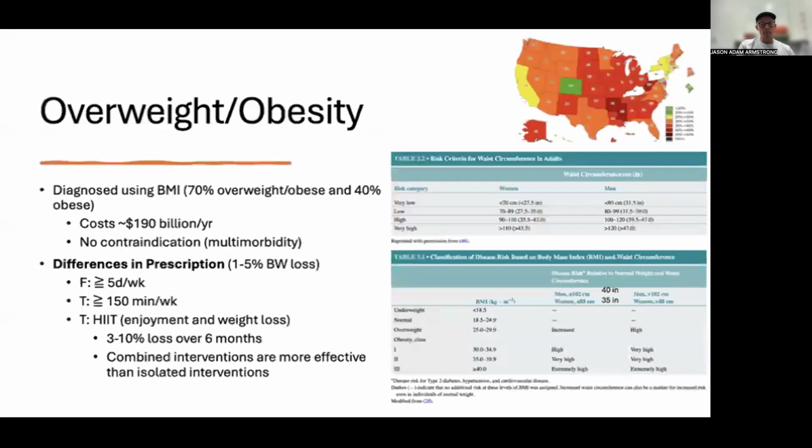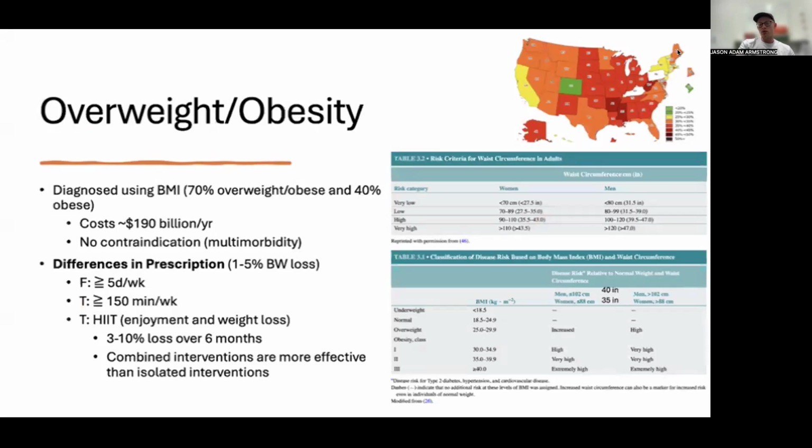Okay, so we are going to briefly cover overweight and obesity here just because it's covered in chapter 9 as well. But we did quite a deep dive on overweight and obesity earlier, so I'm not going to spend too much time here. But you should be familiar with the fact that 70% of the US population is considered overweight or obese, whereas 40% of it is considered obese.